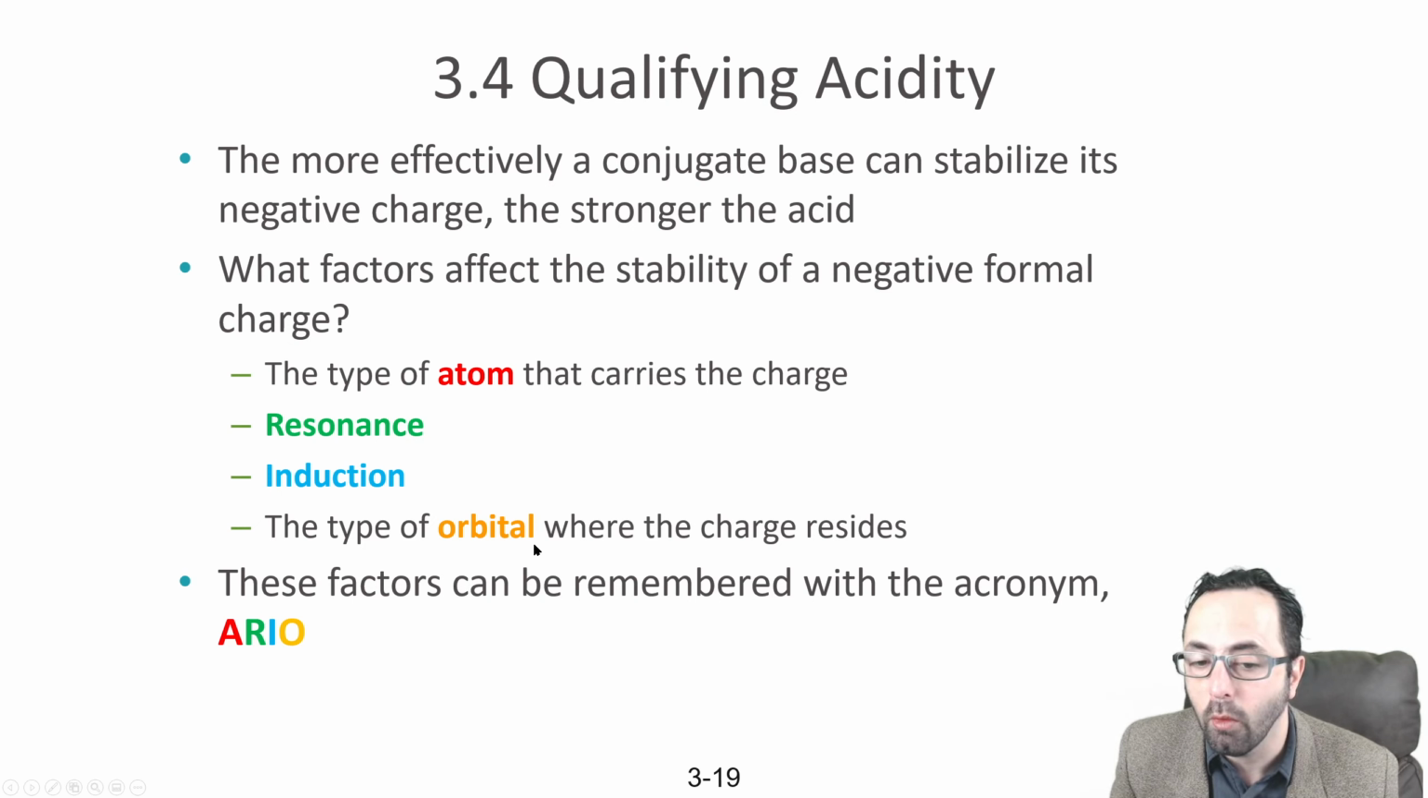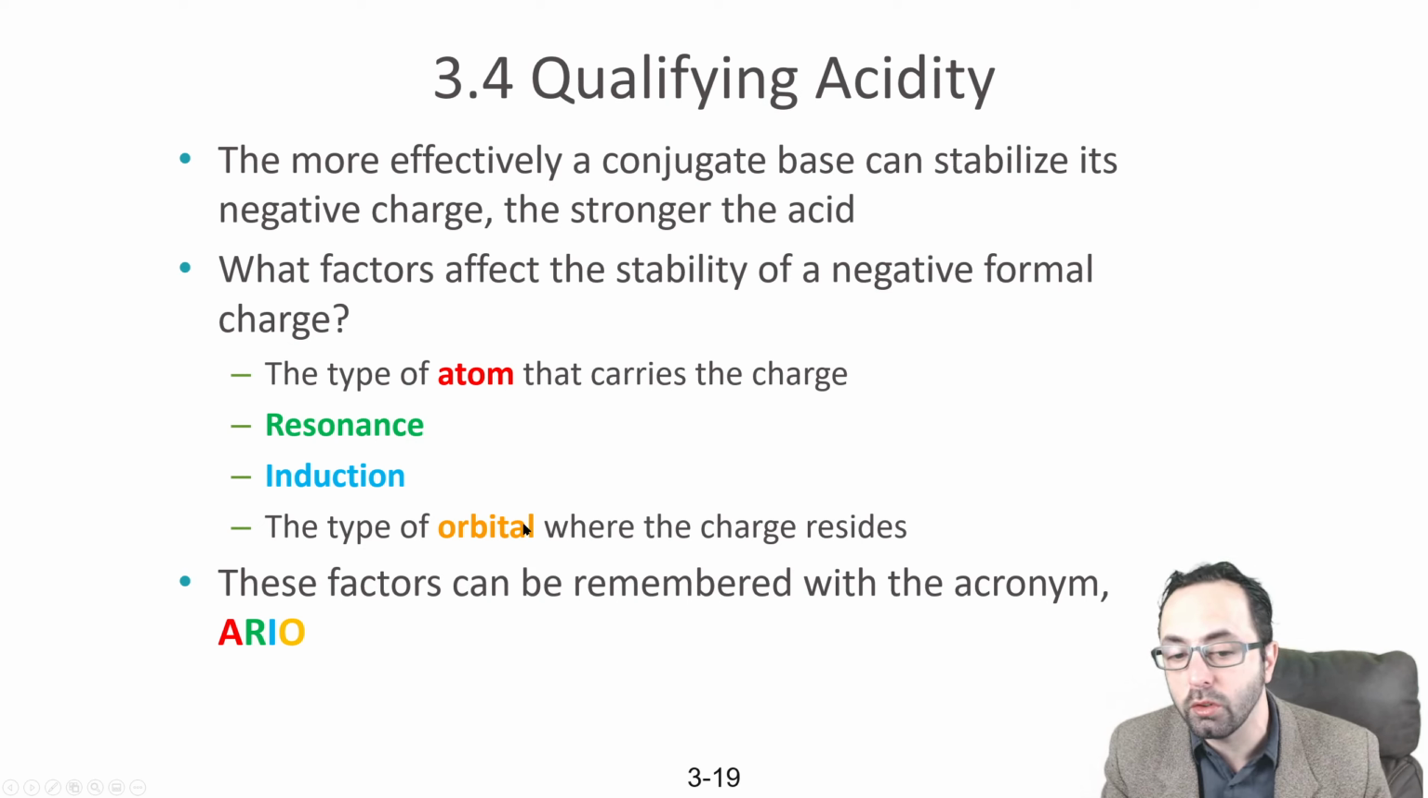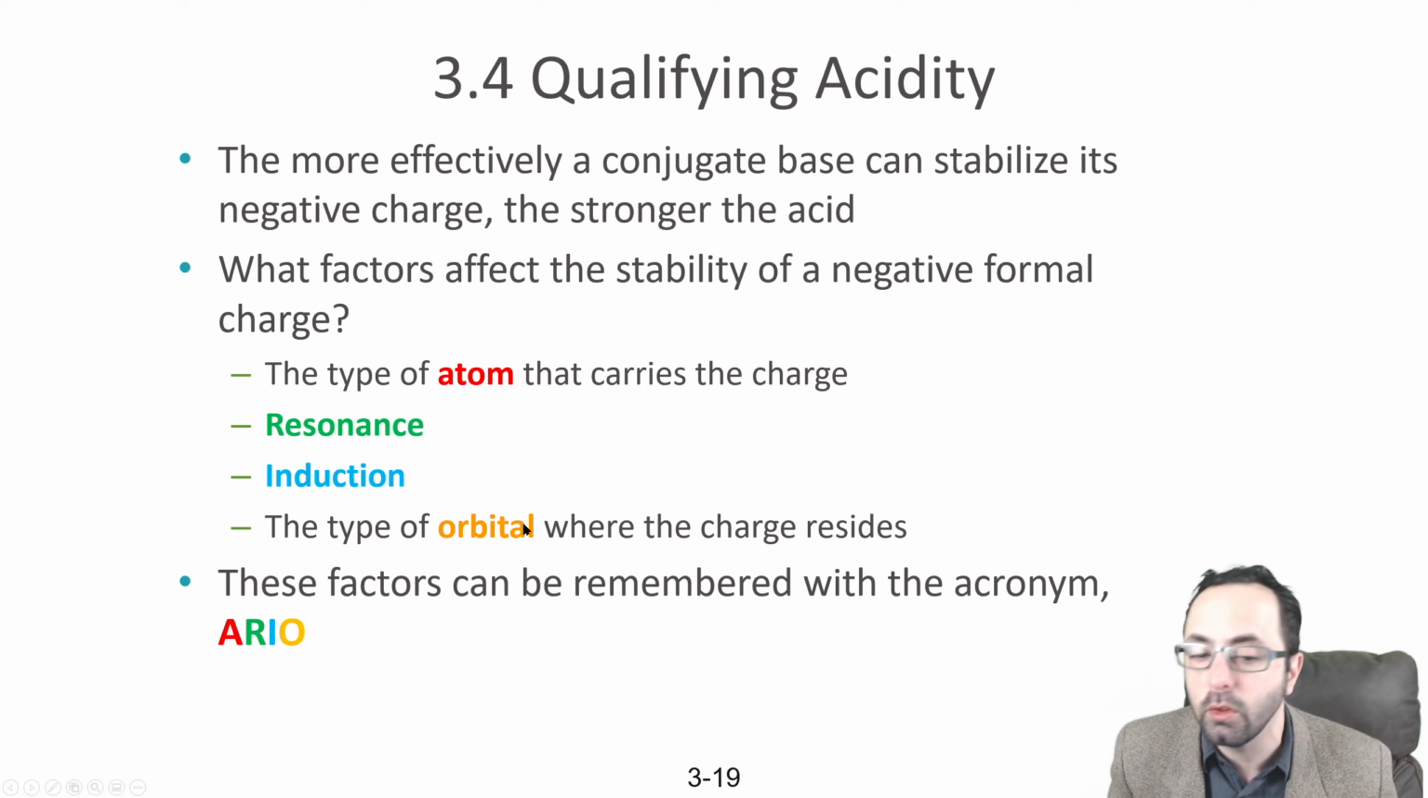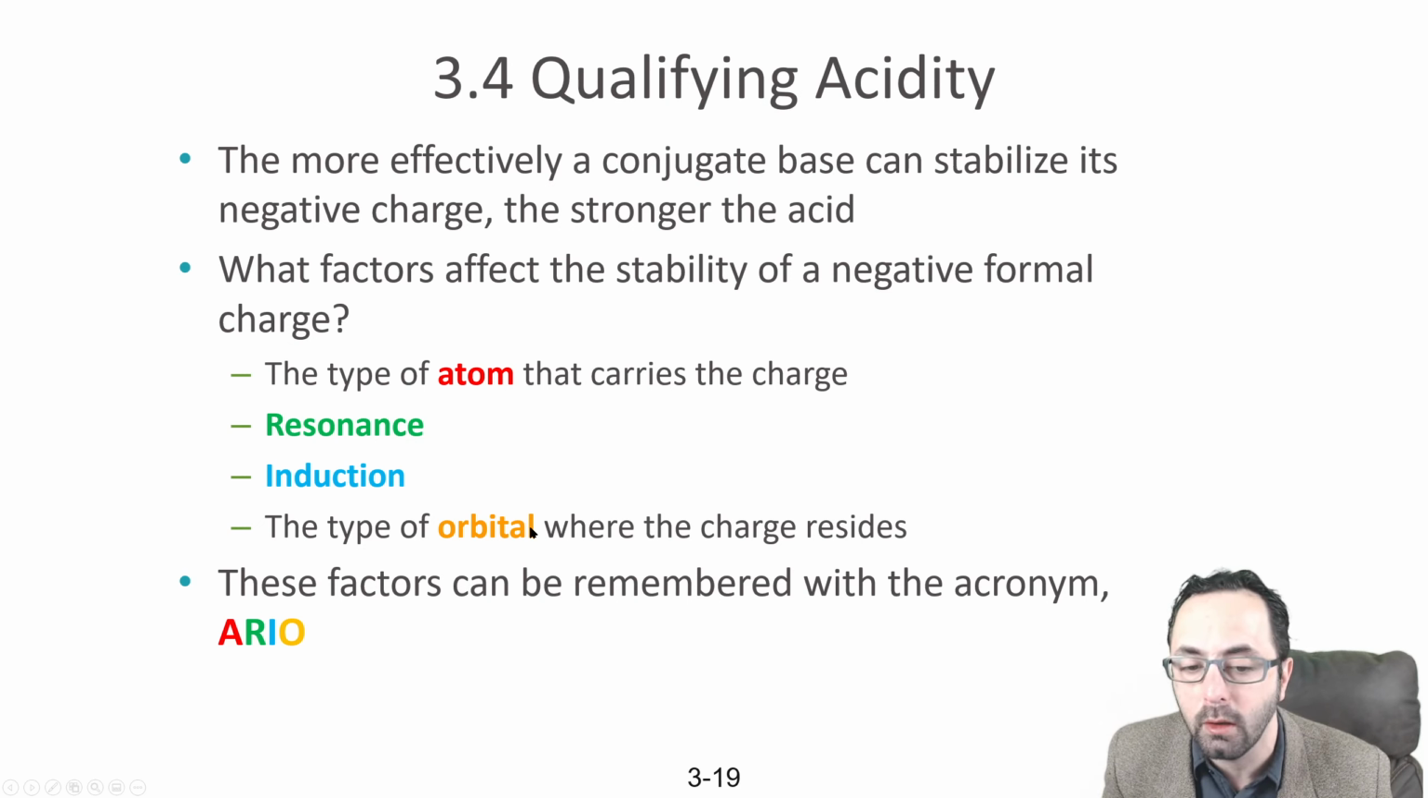And then the type of orbital where the charge resides. Finally, smaller orbitals where the electrons are closer to the nucleus will be able to stabilize the negative charge better than larger orbitals where the electrons spend more of their time further away from the positive nucleus.